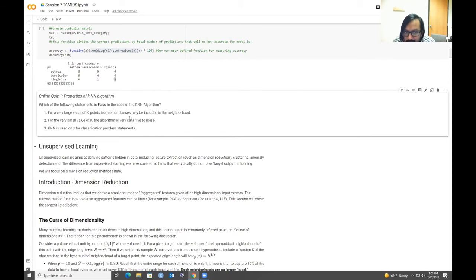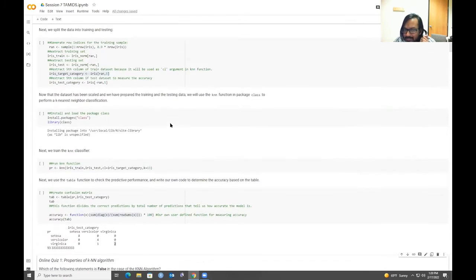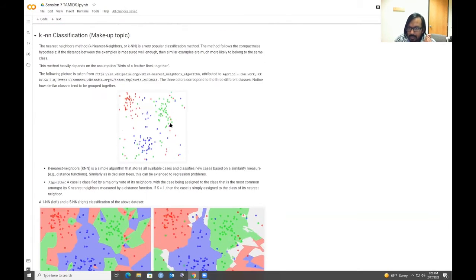The more interesting question is, for a very small value of k, the algorithm is very sensitive to noise. Let's see if that is true. Let us try to look at this picture, okay? And specifically, look where my cursor is. This area is under the green label region, right? Now, but look at this blue dot here. That's clearly an outlier. That's clearly noise. That's not supposed to be there.